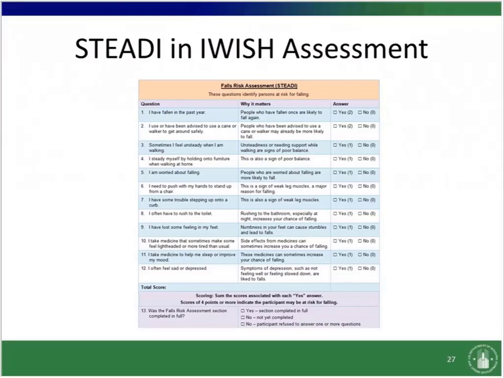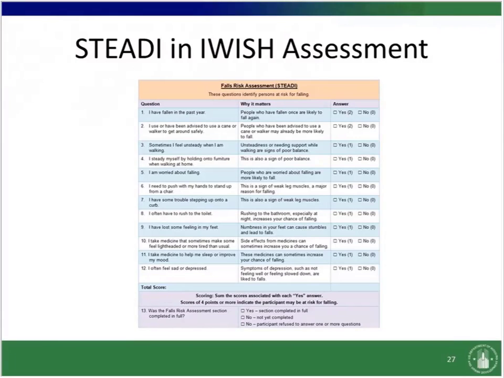Have you been advised to use a cane or walker? Do you feel unsteady when you're walking? Do you use the furniture to maintain your balance? Are you worried about falls? You have to push your hands into the cushion to stand up from a chair. Difficulty stepping onto a curb. You have to rush to the toilet. You have loss of feeling in the feet, which is very similar to peripheral neuropathy, and then feeling depressed or angry.